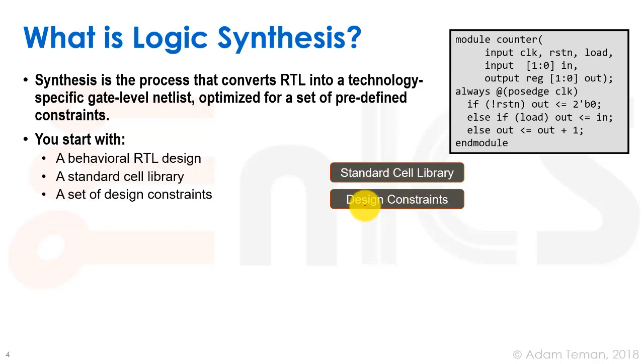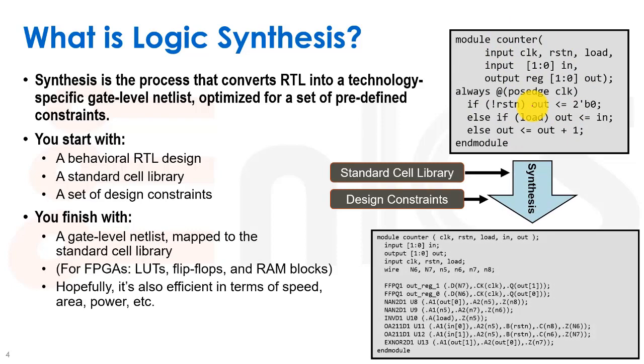a set of design constraints, which we'll discuss in Lecture 5. Then we have our RTL description over here, which just describes a simple counter. We take that, we put it into our synthesis tool, and it spits out a netlist, a gate-level netlist mapped to the standard cell library. As you see here, we have all these standard cells, and they're instantiated with all the connectivity between them. So this is a gate-level netlist.